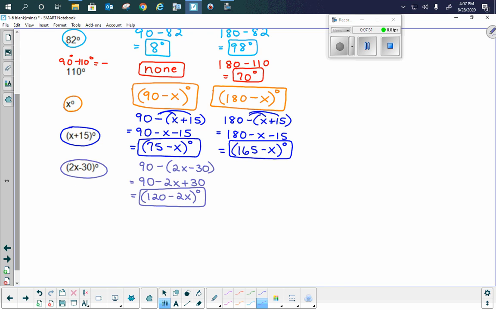If you've now figured it out, and you hadn't turned off your video, maybe you now try your supplement yourself. You should be doing 180 minus the quantity 2x minus 30. Distribute your negative. So 180 minus 2x plus 30. And that should get us to 210 minus 2x, quantity, degrees.